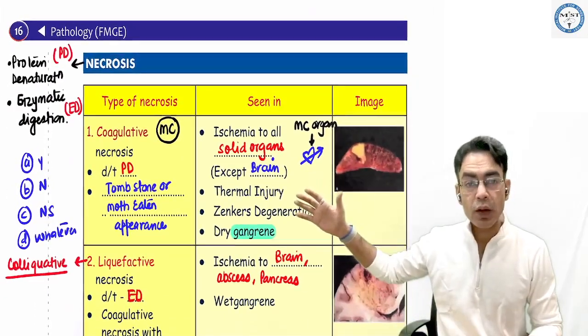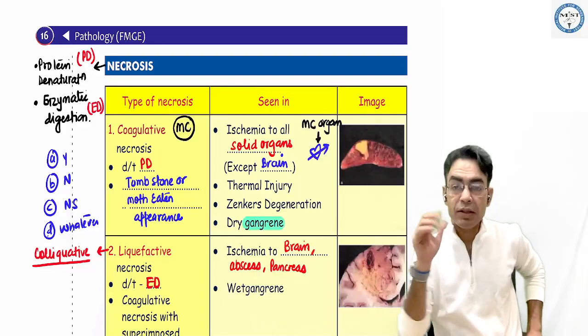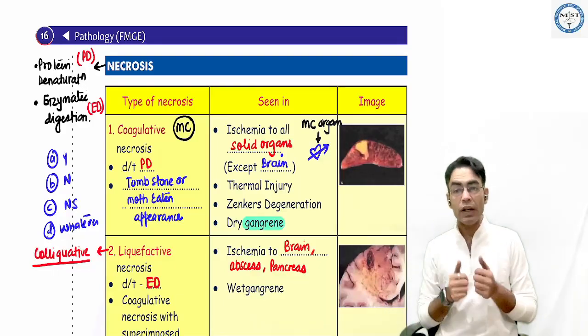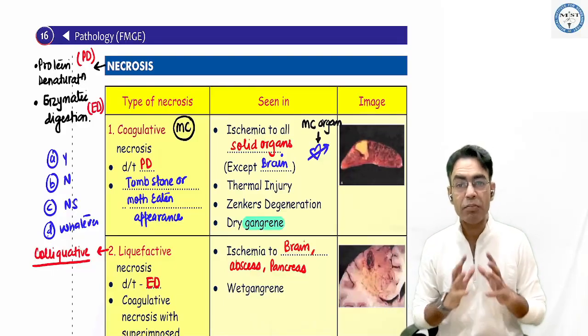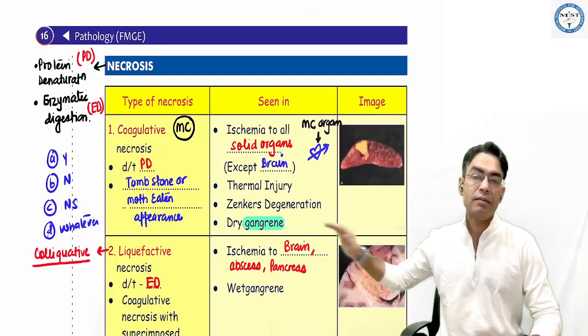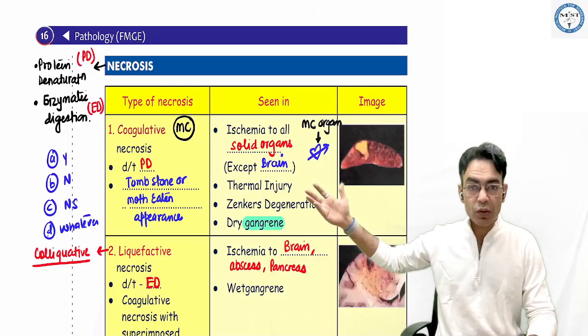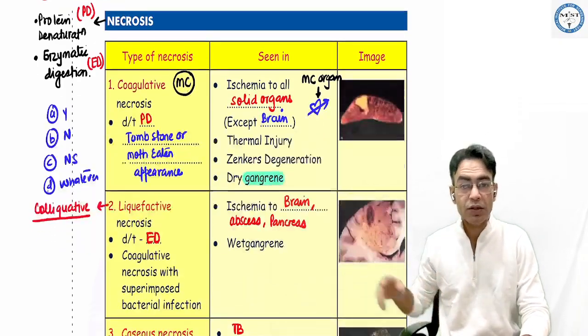Now, this necrosis, how many types? Necrosis is of five types. The most common type is coagulative necrosis, seen in all solid organs except brain and pancreas, and dry gangrene is an example of coagulative necrosis. It is due to protein denaturation.